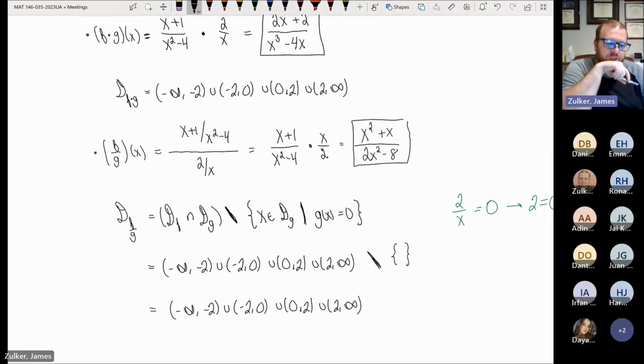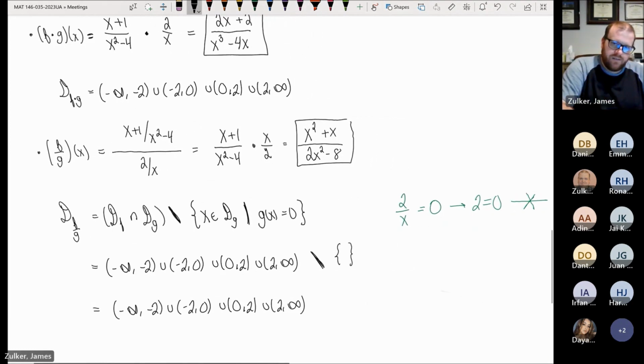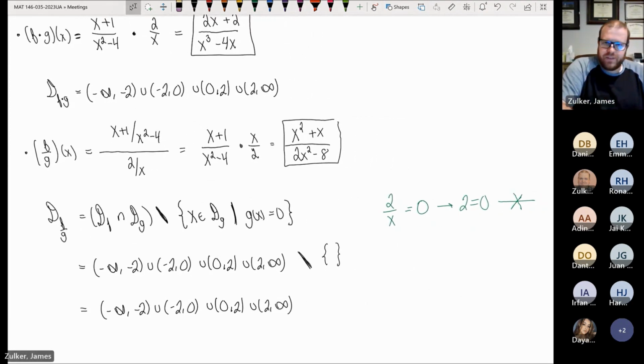No, we check the original function. Right? The original function was the 2 over x. So we just say, okay, when does 2 over x equal 0? We have to remove those elements from the intersection. In this case, there was nothing, right? So there's nothing to remove. I believe I do have a case where we are going to have to remove stuff. I do.